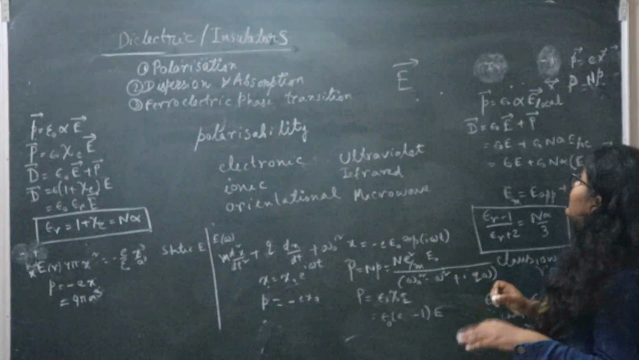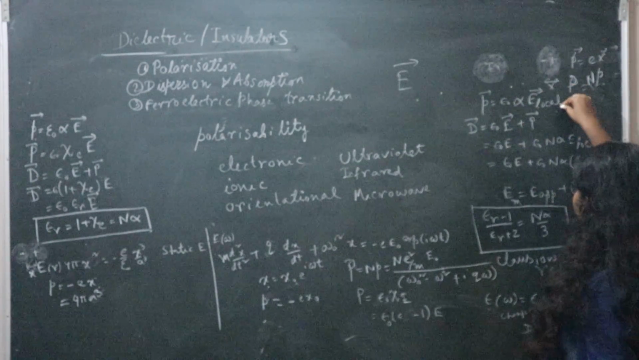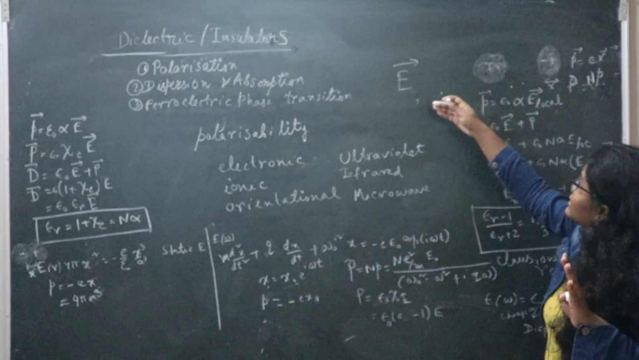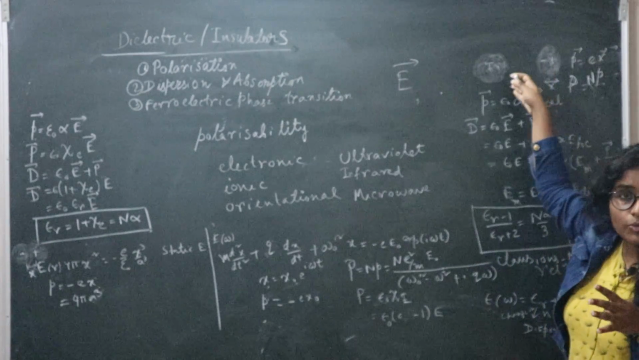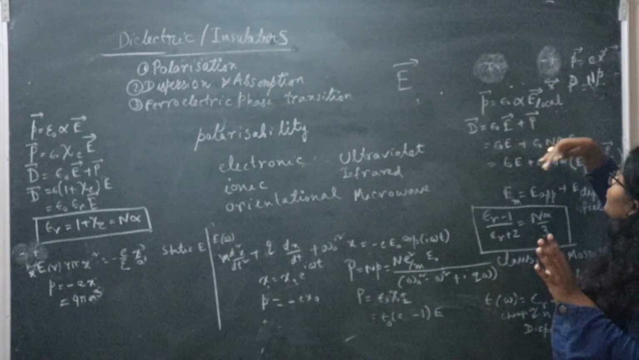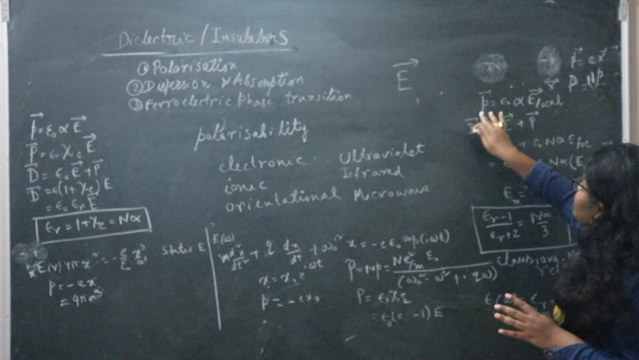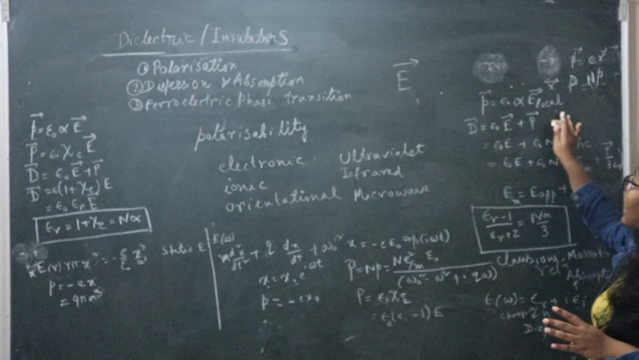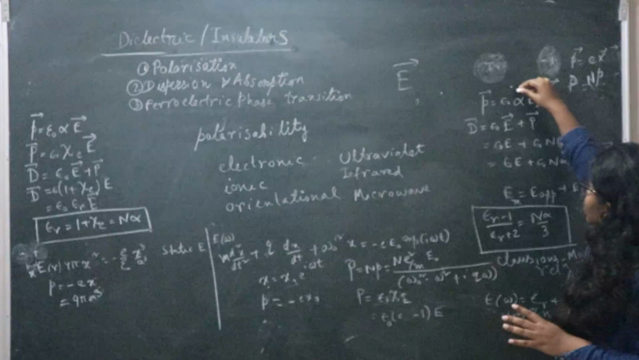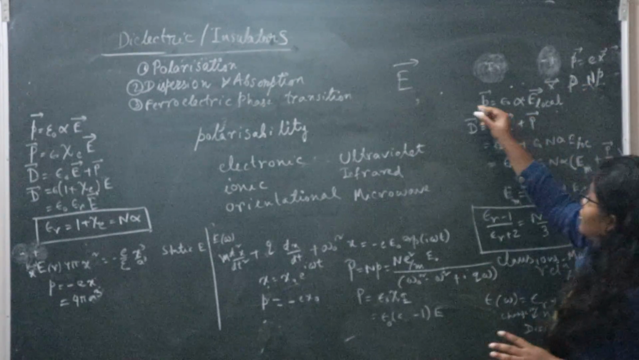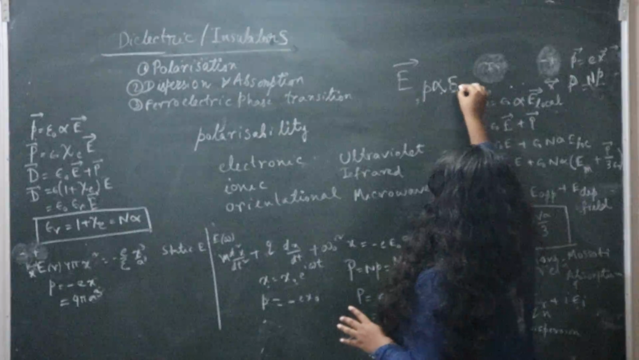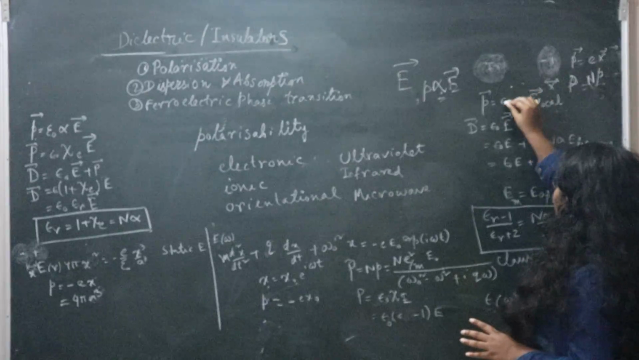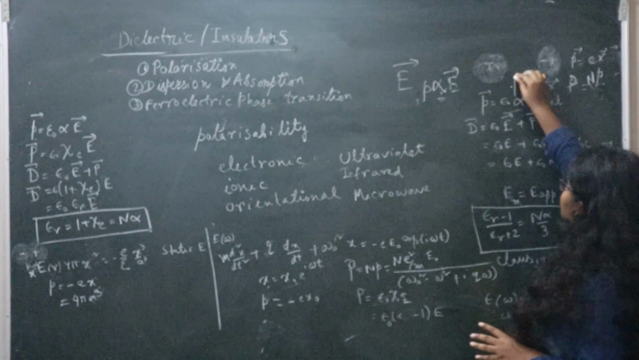Now we know the relationships. The electric field generates dipole moments, and the more the dipole moments, the more the polarization. So there is a linear relationship between dipole moment and electric field: dipole moment p equals epsilon naught alpha times E local, because the dipole moment is proportional to the electric field that I applied. For this proportionality constant, I introduce a new quantity alpha, which is called polarizability.